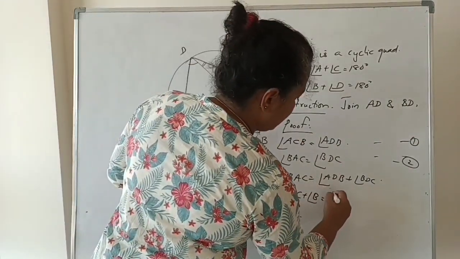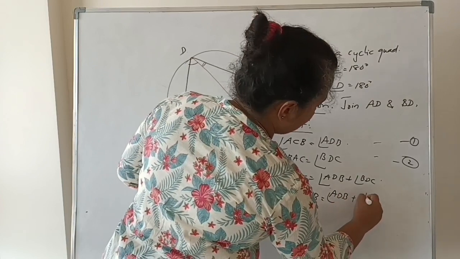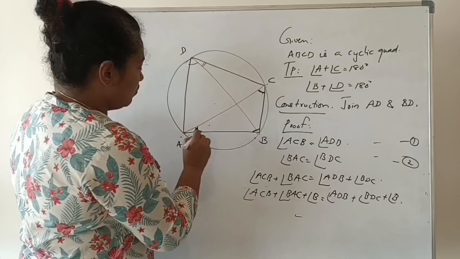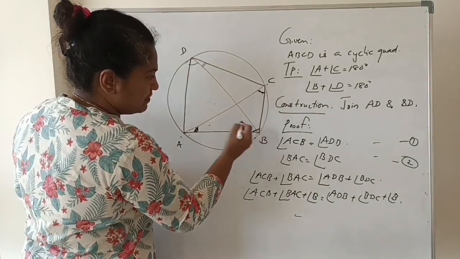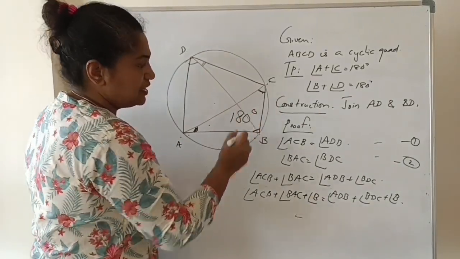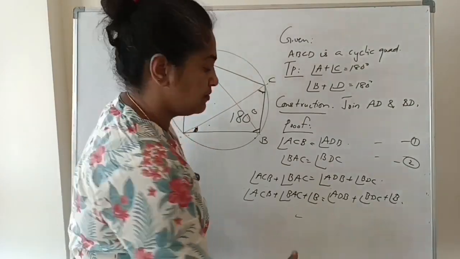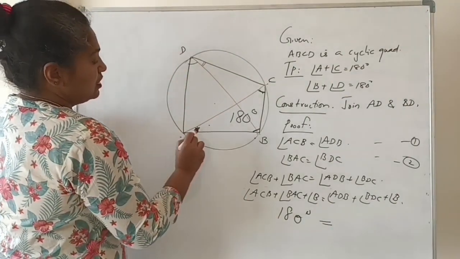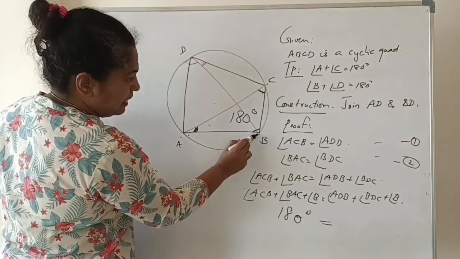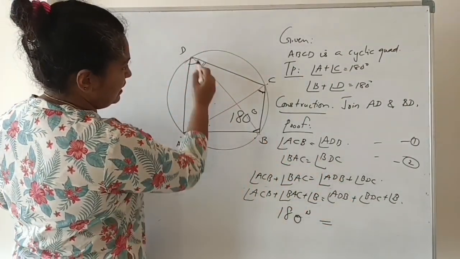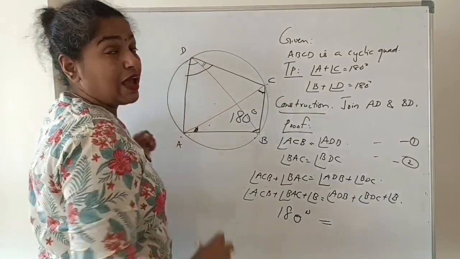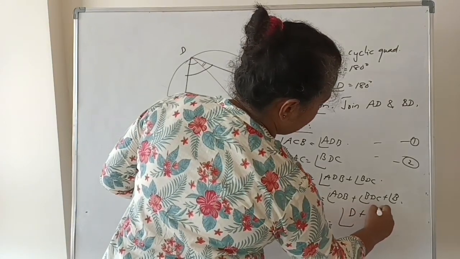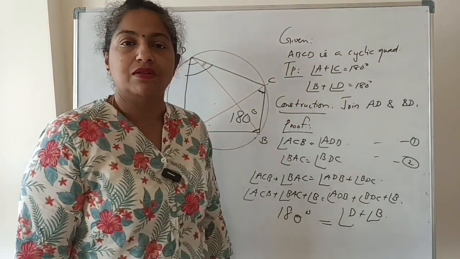Okay, angle ADB plus angle BDC plus angle B. Now this angle plus this angle plus this angle is equal to 180 degrees, because they are the angles of a triangle. So ADB plus BDC will give me the whole of angle D. So I will get here angle D plus angle B is equal to 180.